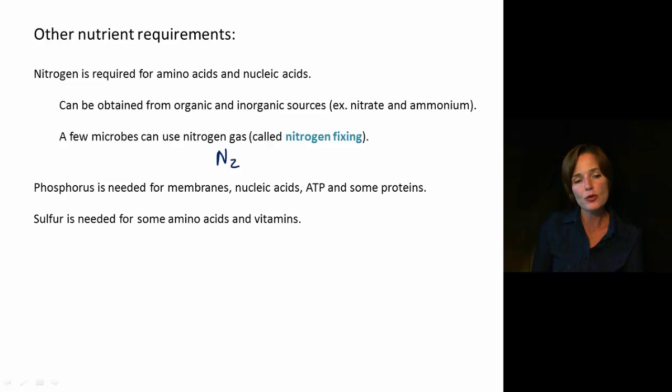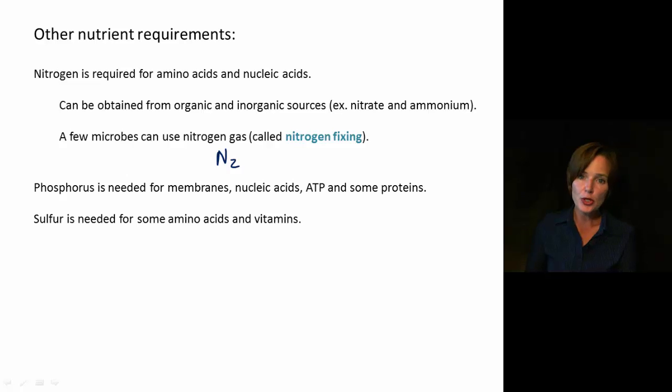Other requirements that we do have, phosphorus is very much needed. This is going to be an important component of the membranes of the cells. It's also important for nucleic acids and for ATP synthesis. Some proteins also have some phosphorus in them. And then sulfur is needed for some amino acids and vitamins too. This is not an exhaustive list of the nutrient requirements. There are others. The others would be needed in smaller quantities, and we could obtain those in many cases from organic and inorganic sources. These are going to be the ones that are needed in the greatest abundance.